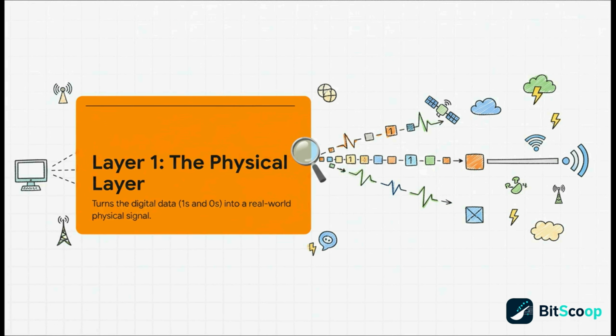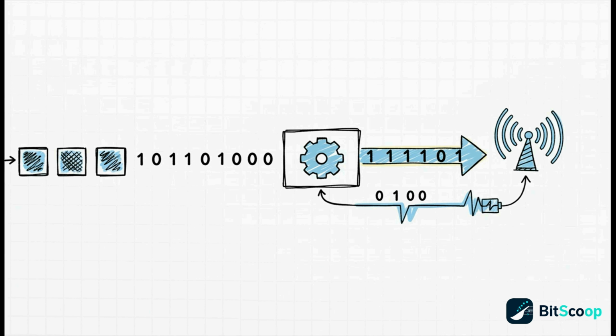Wow. Okay, so we've gone from a simple text request all the way down to these frames of 1s and 0s. So what's the last step? Layer 1, the physical layer. How do these digital bits actually travel through the real world? And this, right here, is where the real magic happens.